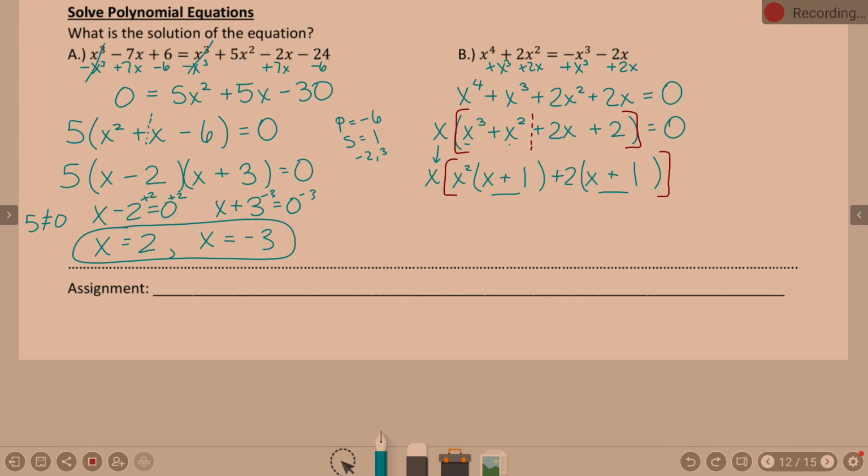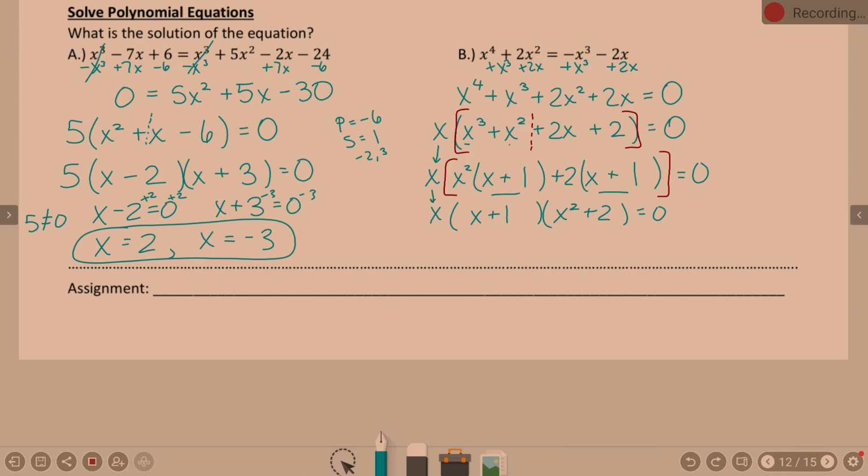Okay, what do I still need to have out front? x. What's one of my factors? x plus 1 was matching, yes? So since x plus 1 is matching, x plus 1 is one of my factors. When I pull that x plus 1 out, what are the remaining pieces? x squared and 2. x squared plus 2. Almost there.